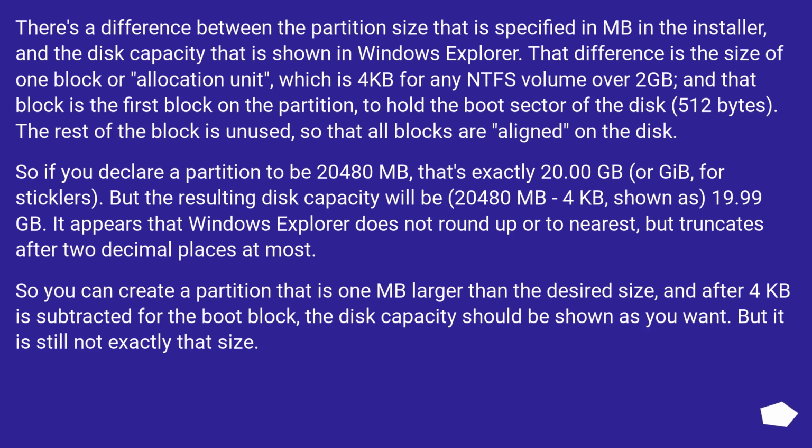So if you declare a partition to be 20,480 MB, that's exactly 20.00 GB, or GiB for sticklers. But the resulting disk capacity will be 20,480 MB minus 4 kilobits, shown as 19.99 GB. It appears that Windows Explorer does not round up or to nearest, but truncates after 2 decimal places at most. So you can create a partition that is 1 MB larger than the desired size, and after 4 kilobits is subtracted for the boot block, the disk capacity should be shown as you want. But it is still not exactly that size.